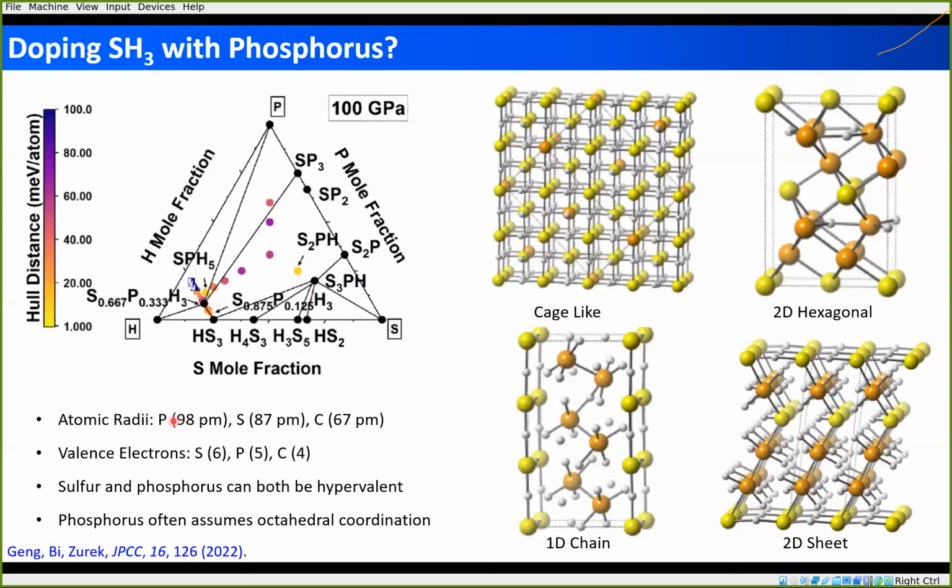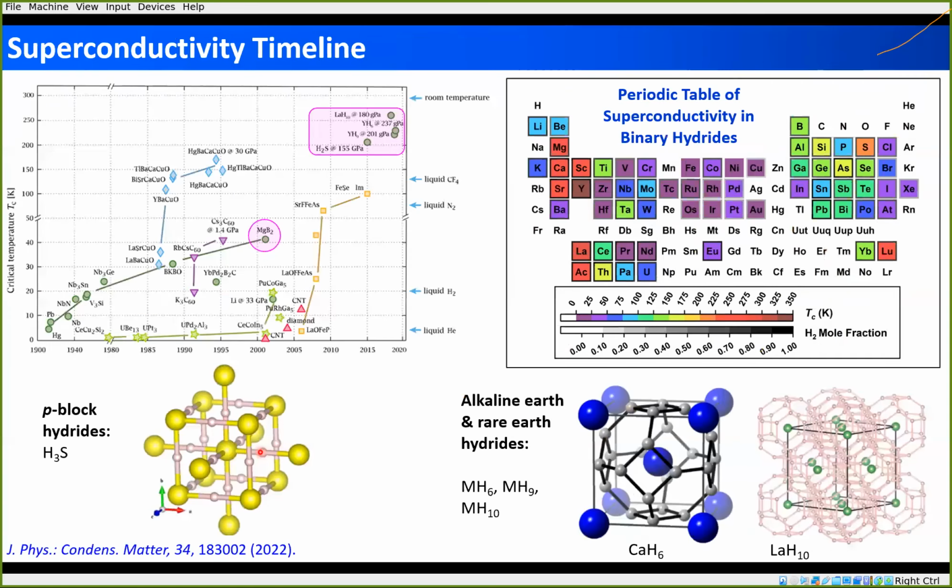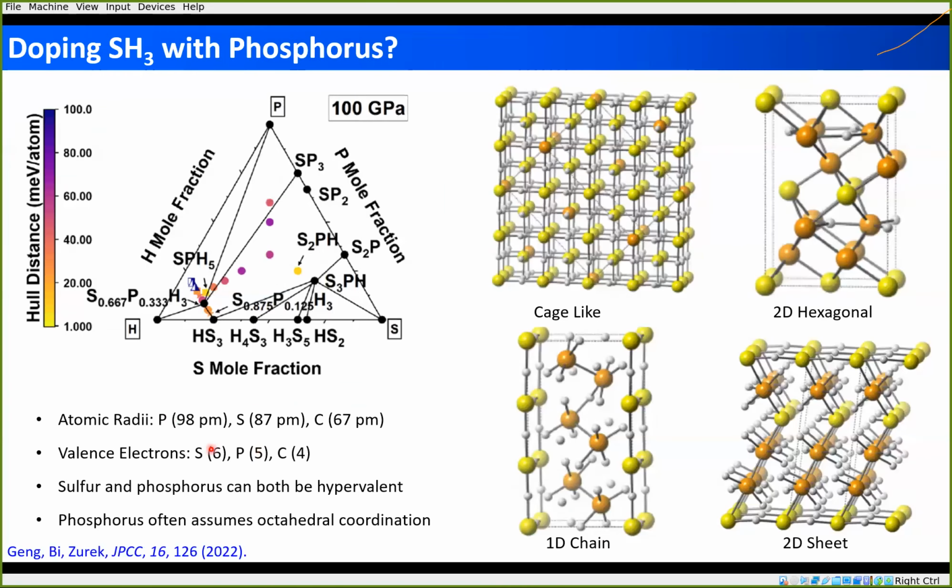One reason why phosphorus might be beneficial is that it has a similar atomic radius as sulfur. It has fewer valence electrons, so it can be used to help position the Fermi level with respect to any peaks in the densities of states that might be found there. Phosphorus and sulfur can both be hypervalent, so one would expect that similar types of structures might be stable. And phosphorus can have octahedral coordination, as we do find that sulfur here is octahedrally coordinated.